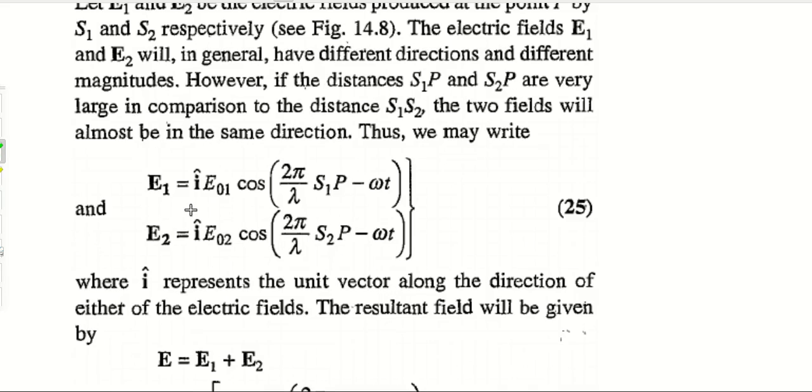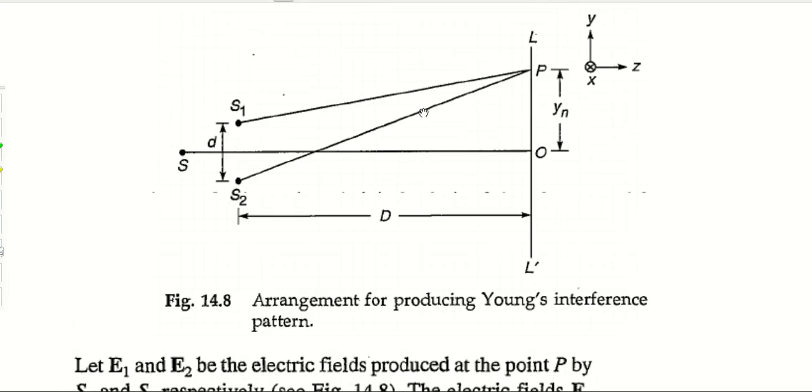And see one thing, E1 is along i cap, and E2 is along i cap. Why i cap? The wave is propagating along nearly the z direction, because the point P is very close to the point O, that is, the central region of the screen is under discussion. And another fact is that small d is very much less than capital D. So the sources are very close to each other, so that S1P and S2P will be in the same direction.